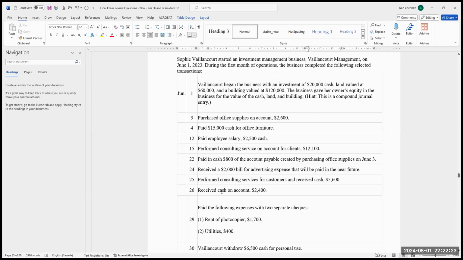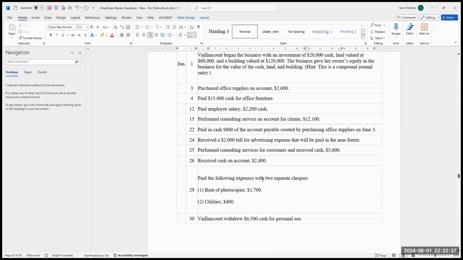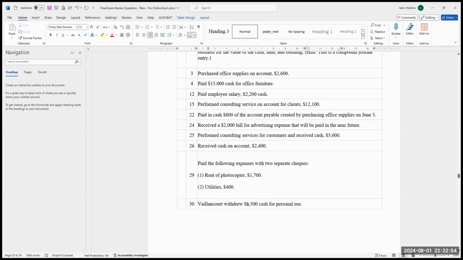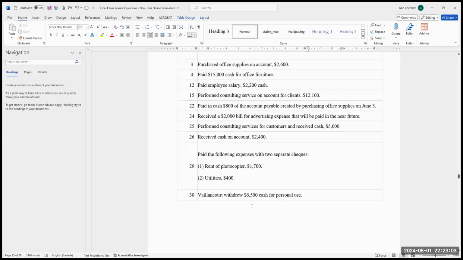Next thing is we receive cash on account. Cash on account comes from the June 15 customer services we performed. So that will be debit cash, credit accounts receivable. Next thing, we pay the following expenses with two separate checks. So that's cash going out. Rent expense 1,700, credit cash. Utility expenses 400, credit cash. And the last thing, the owner withdraws 6,500 cash for personal use. Debit capital account for this person, credit cash.